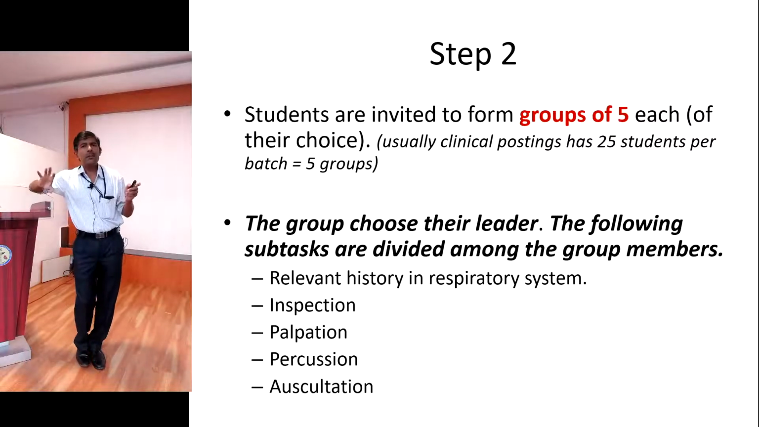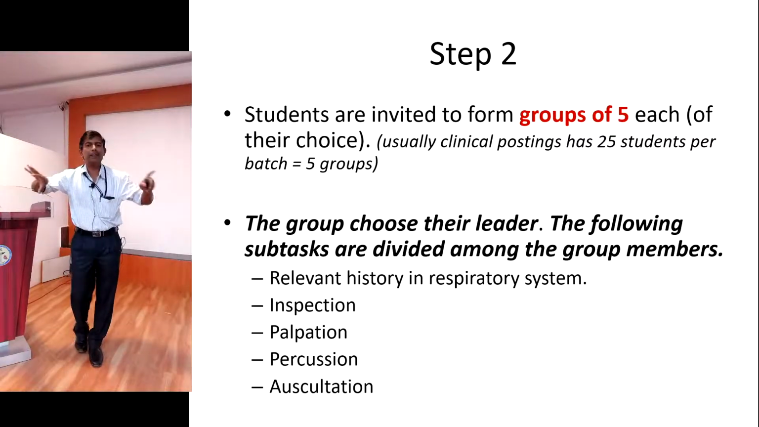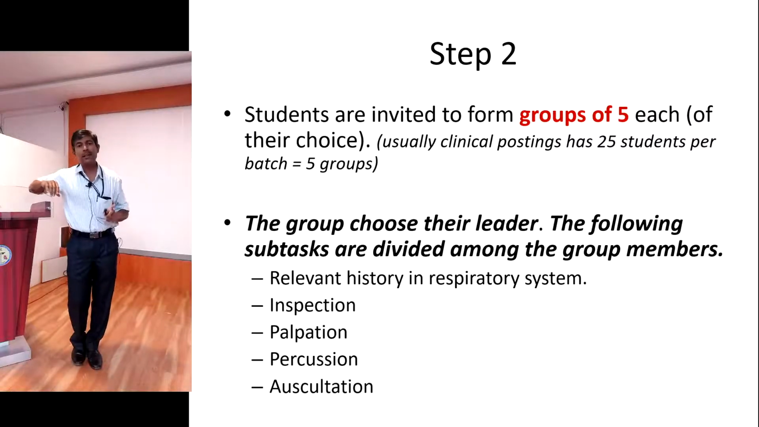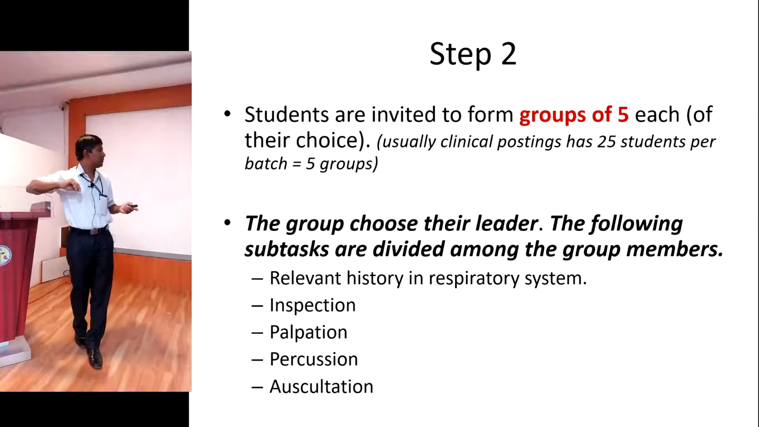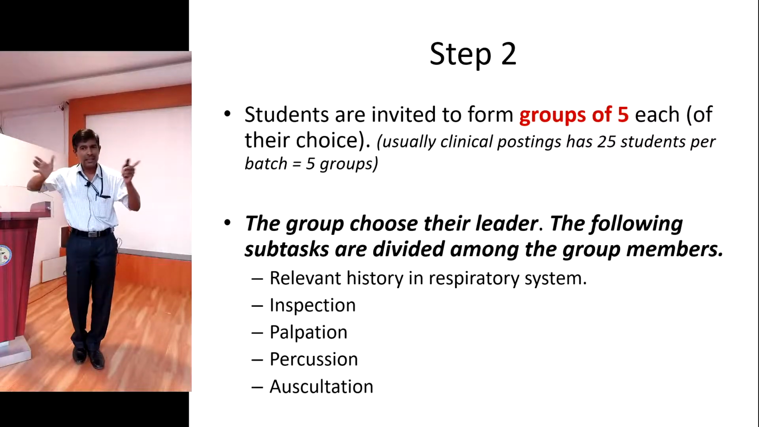Students form groups of 5 now. 5 students, because usually in a clinical posting we have 25 students per batch. So, we will be forming 5 groups and the topic is split up among these 5 groups. For example, one group will learn about how to take a proper history in a patient with respiratory system involvement. One person will talk about inspection, palpation, percussion and auscultation. Do not worry about what these things are, you will learn later. So, we split up the one chunk into 5 bits and give it to the 5 groups.